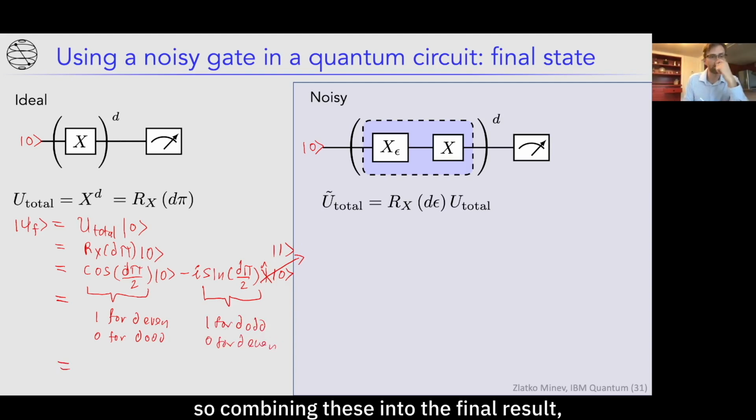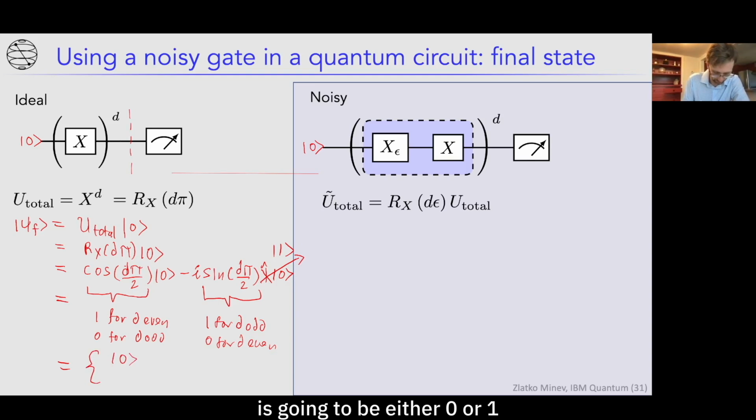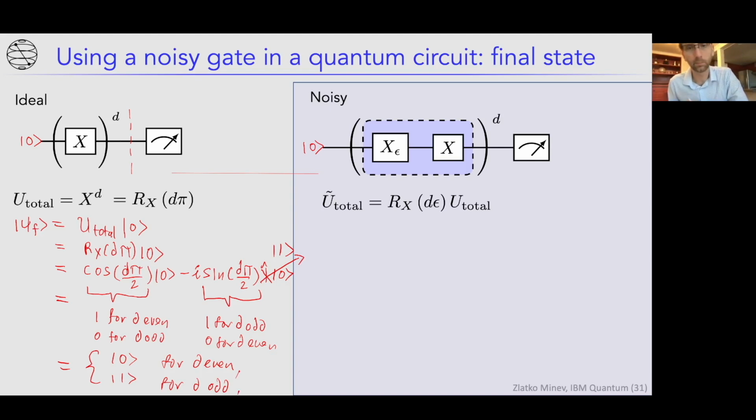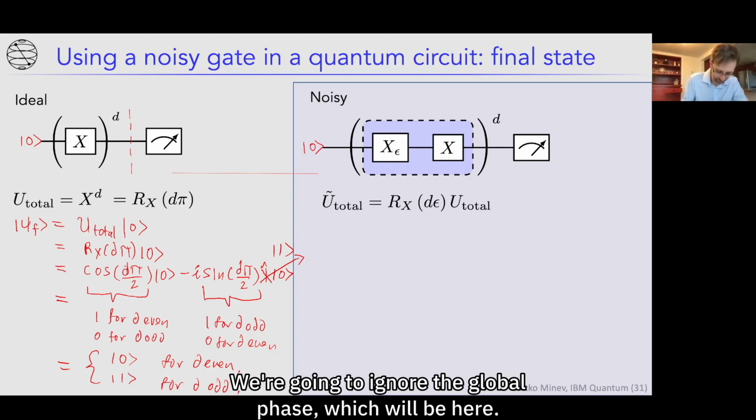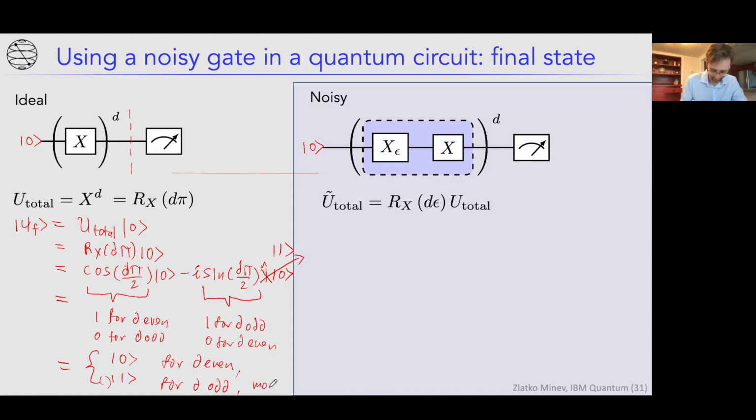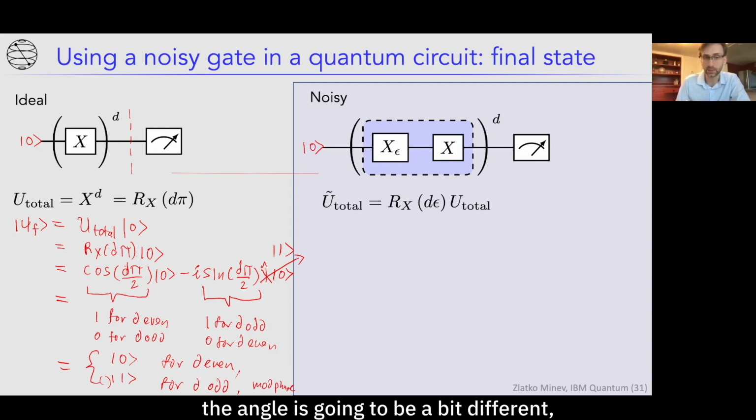So combining these into the final result, the final state at the end of this, right before the measurement, is going to be either 0 or 1 for d even or for d odd, modulo a global phase. We're going to ignore the global phase, which will be here. That's the ideal case. The noisy case is very similar. The only difference is the angle is going to be a bit different.